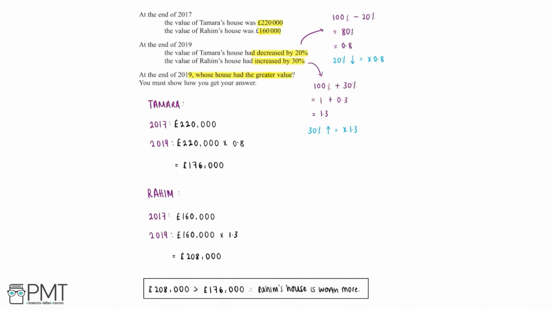Now this question was worth 4 marks. We get the first mark for identifying that in order to represent a decrease by 20%, we'd multiply by 0.8, and in order to represent an increase of 30%, we'd multiply by 1.3.